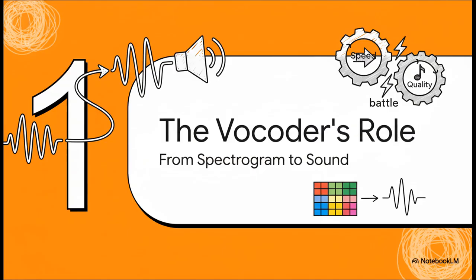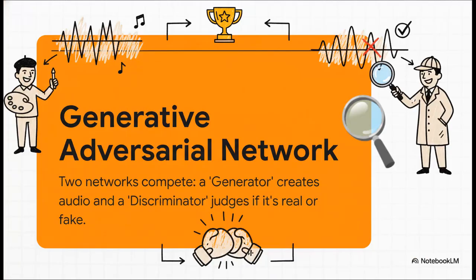So, at the heart of all this is one fundamental problem, a real tug of war between speed and quality. For the longest time, the models were either super slow but sounded pretty good, or they were fast but, yeah, they sounded like a robot from a 90s movie. The dream was to get both, and that's exactly where generative adversarial networks, or GANs, stepped onto the scene. So what the heck is a GAN anyway?